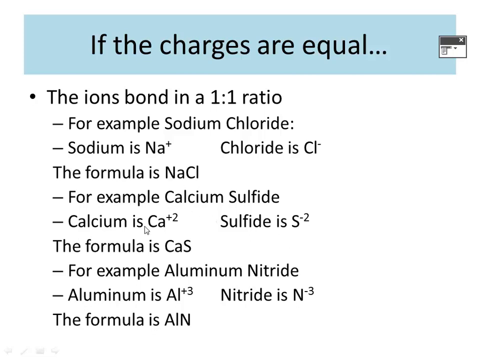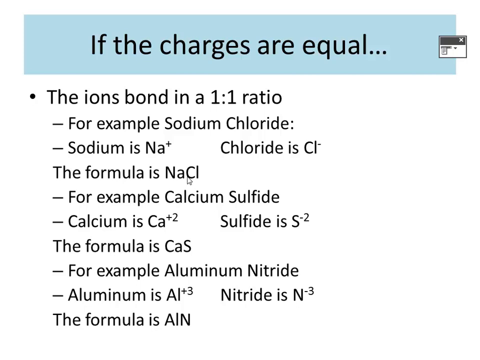Same thing for calcium sulfide. The calcium ion's +2. Sulfide ion's -2. So for calcium sulfide, we need 1 of each. CaS. Last one, aluminum nitride. Aluminum +3 charge. Nitride -3 charge. So the formula for aluminum nitride is just AlN. So those are the easiest ones. If they have the same but opposite charges, +3, -3, +2, -2, +1, -1, they just have 1 of each. They come together in that way. That's why table salt is NaCl.